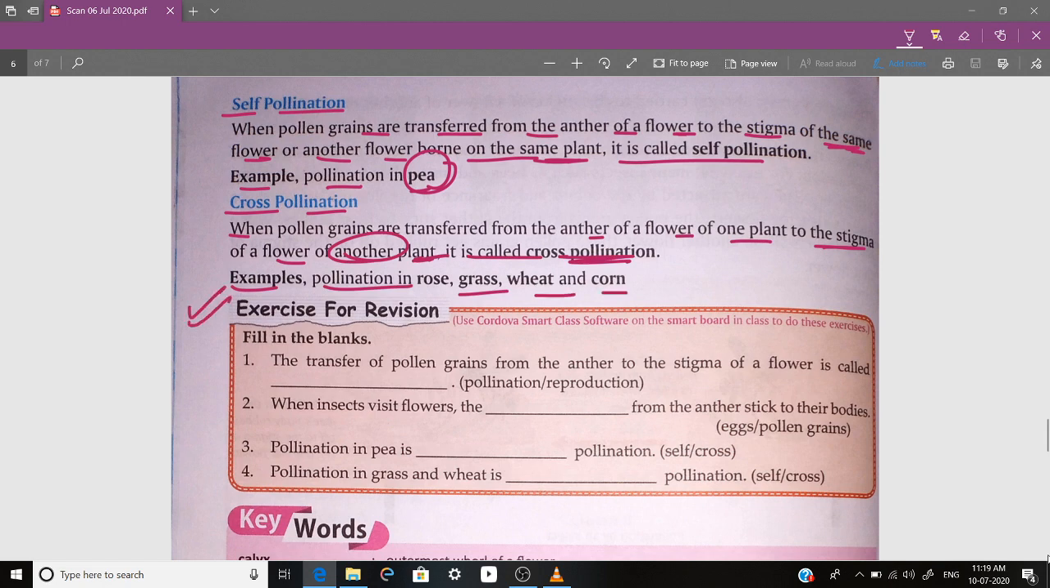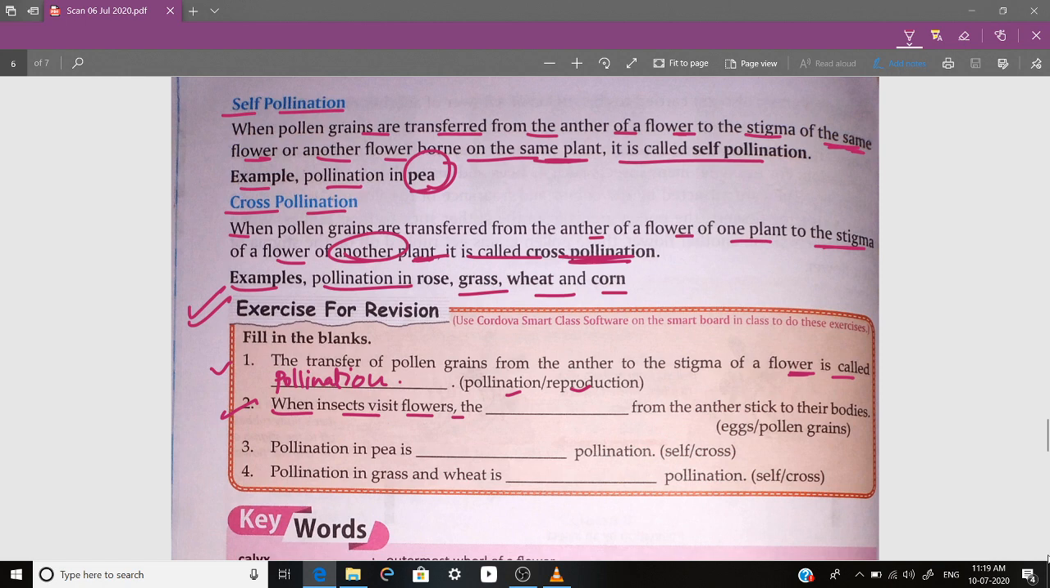Now students, here comes the exercise for revision. This exercise you have to do in your copy. Okay, so fill in the blanks. Question 1. The transfer of pollen grains from the anther to the stigma of a flower is called what? Pollination in reproduction. So we have studied now that this process is called pollination.